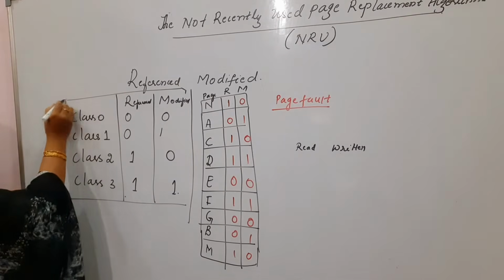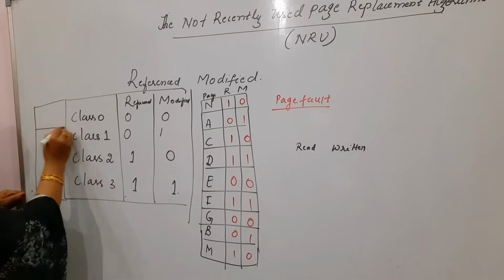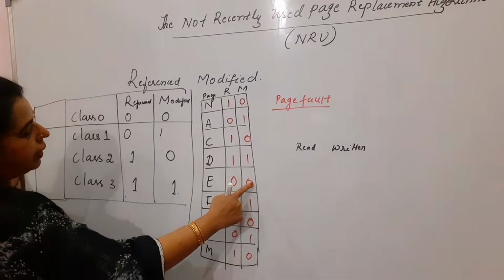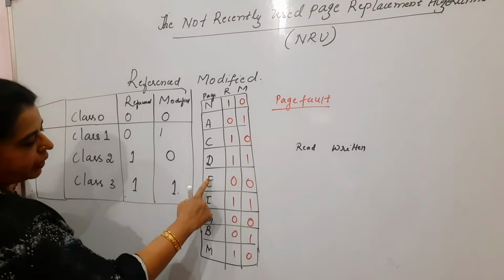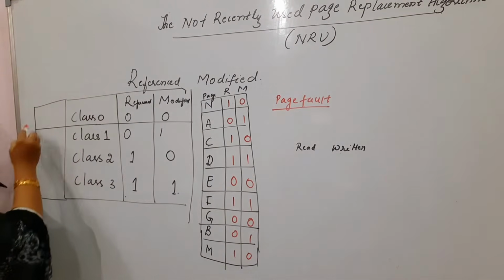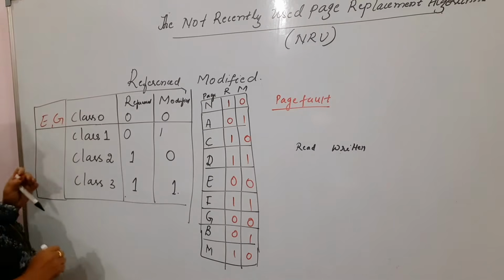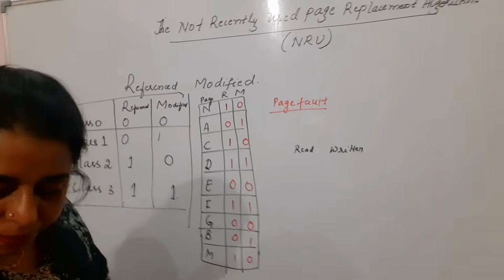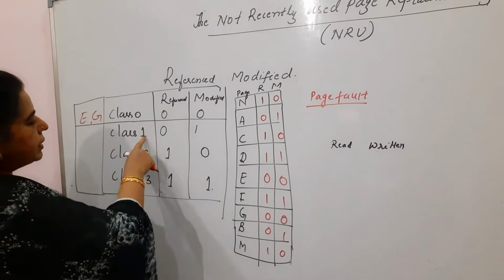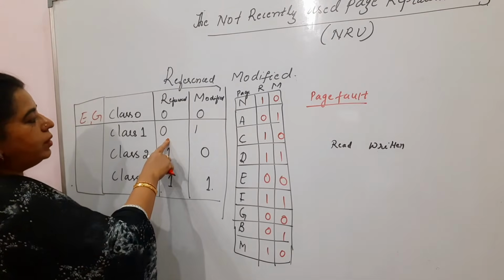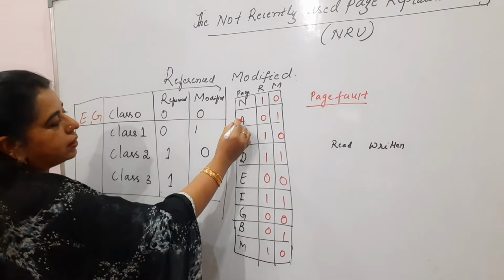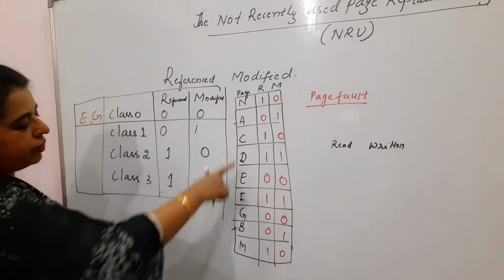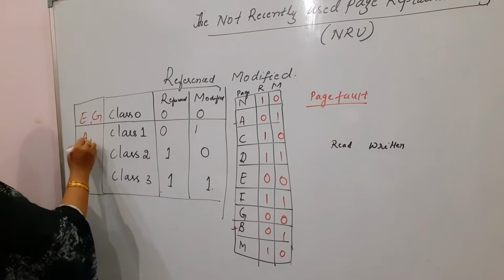Now check here for class 0, how many pages belong to class 0? Reference bit 0 and modified bit 0. E and G are the 2 pages that come under class 0. Hope it is visible to you all. Next you select those pages which come under class 1. Class 1 should have what values? 0 and 1. Yes, there are 2 pages under class 1, A and B.